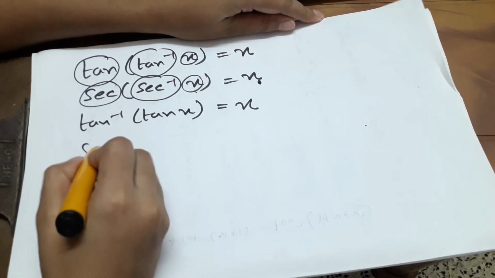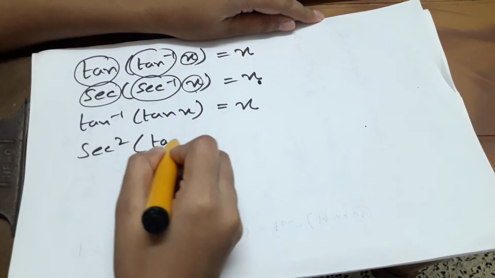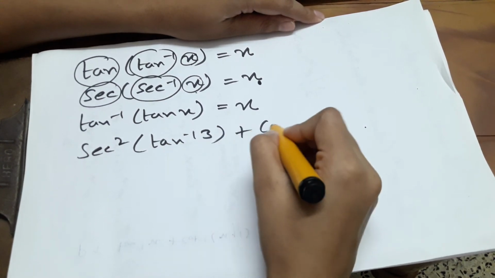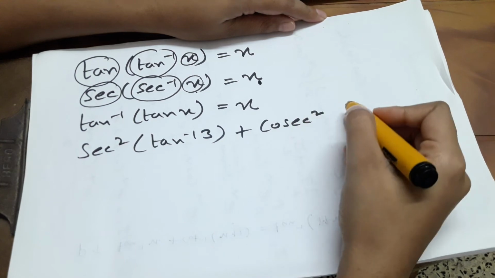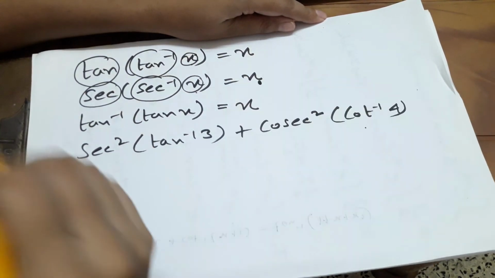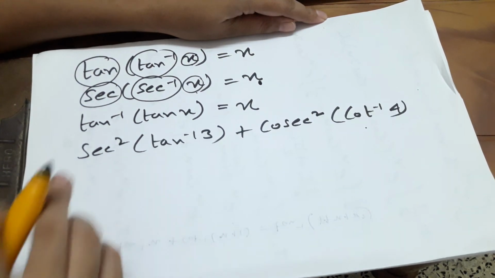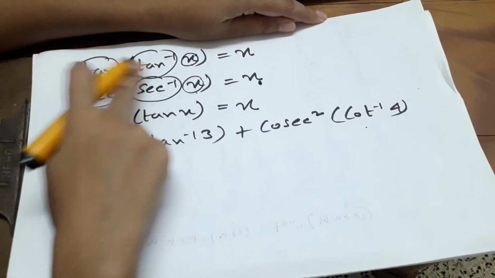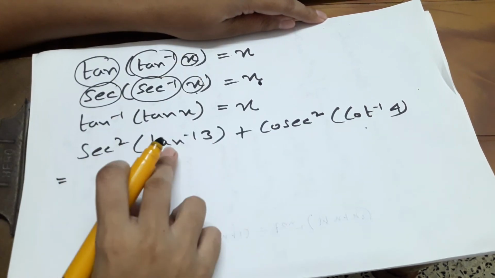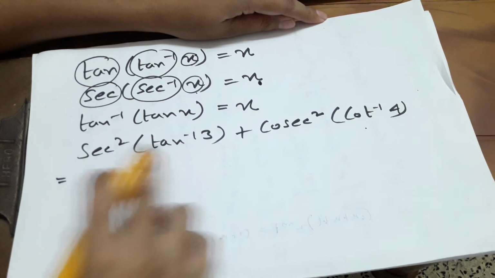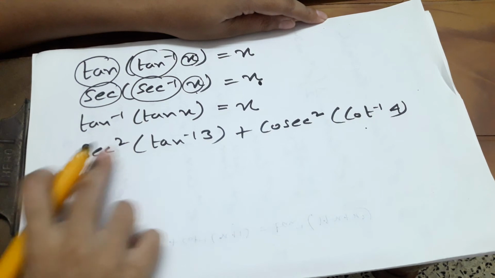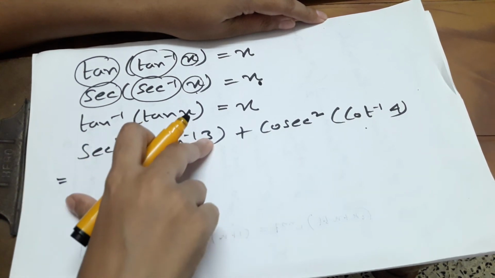I am taking one sum here. It is given that sec square of tan inverse 3 plus cosec square of cot inverse 4. You have to find the value of that. Now how will you do it? If both of them are the same, I can write it directly. So first I will convert from tan inverse to sec inverse. Why? Because sec is there. If both are sec, then I can just take that value.